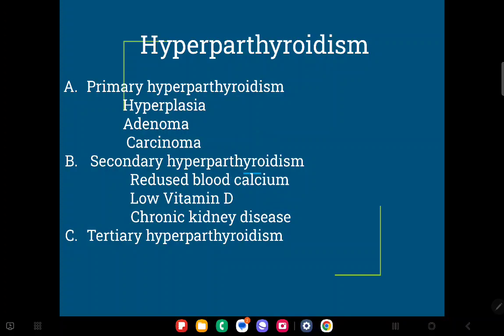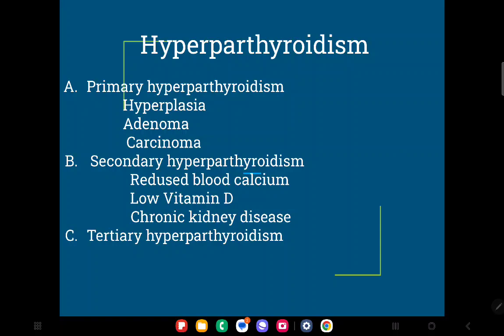I want you to differentiate this primary hyperparathyroidism clearly from the secondary hyperparathyroidism, which is caused by reduced blood level of calcium or low vitamin D, or mainly caused by chronic kidney disease. That means primary is caused by hyperplasia, adenoma, or carcinoma. That means the defect is within the gland itself.